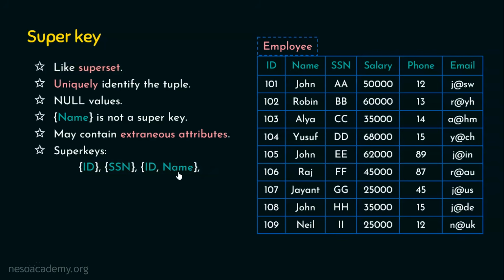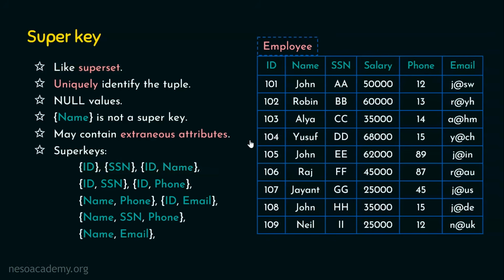So ID and name put together is also a key. And coming to the next one, ID and SSN works as a key. So ID and SSN can also be a key. What I mean is, I am combining ID and SSN together. And ID and phone number can also be a key. So this ID and this phone number are joined together as a key. So we can have multiple keys in a relation.